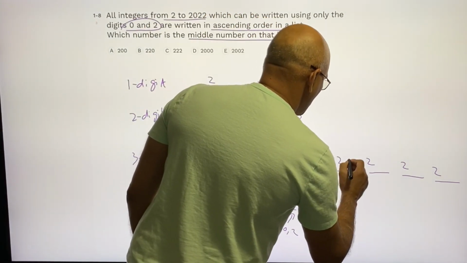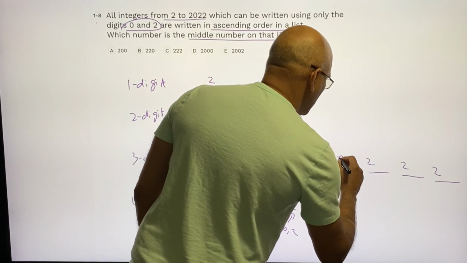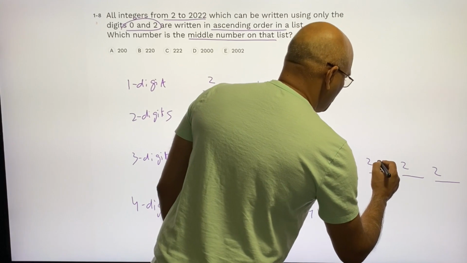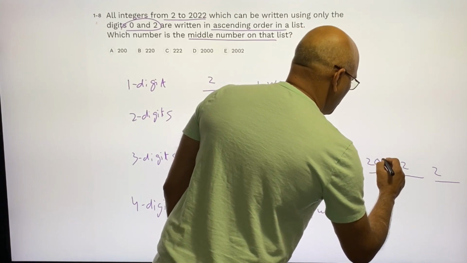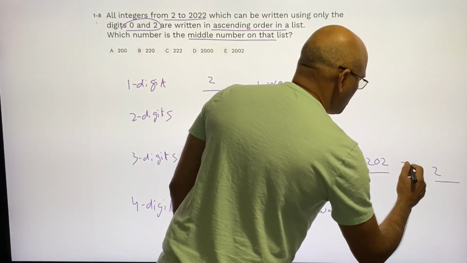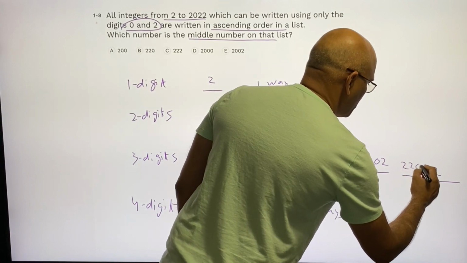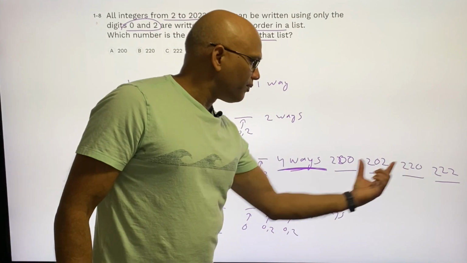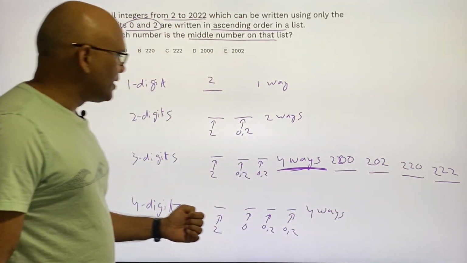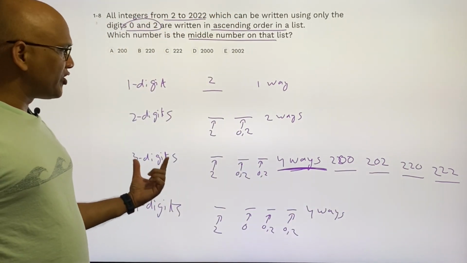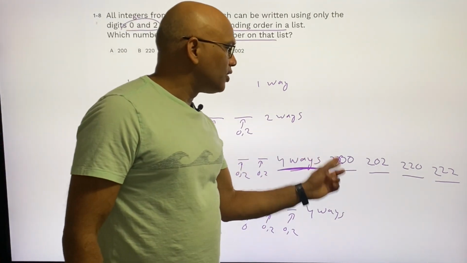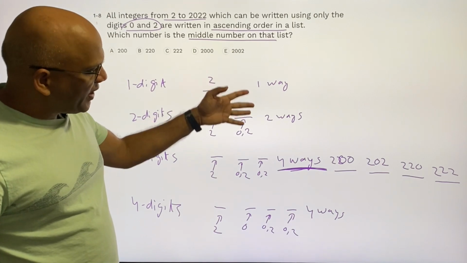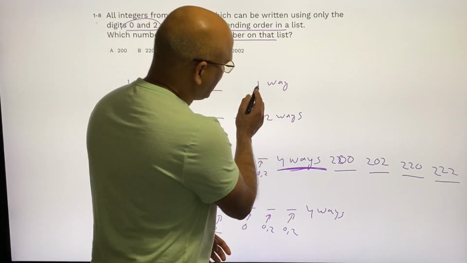So I will write this as 2 0 0, 2 0 2, 2 2 0, 2 2 2, right? So these are the 4 different ways I can write this 3-digit number that contains only 2 or 0, right? Okay, so there are already 3 here. This is the 4. So this is 3 plus 1.